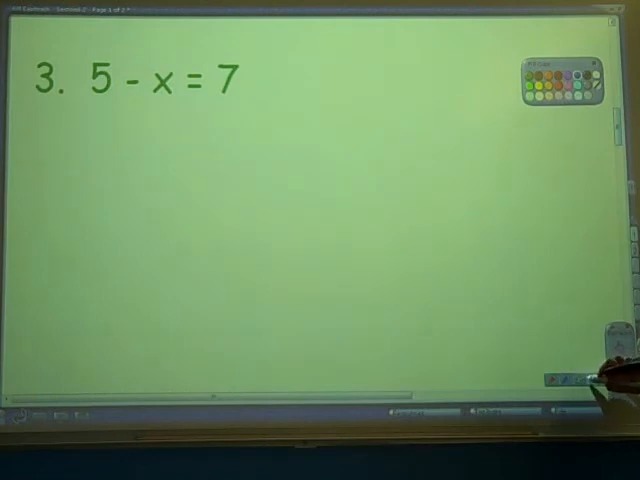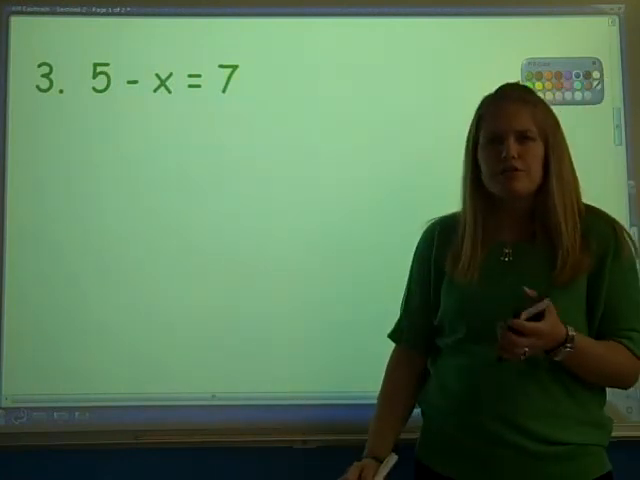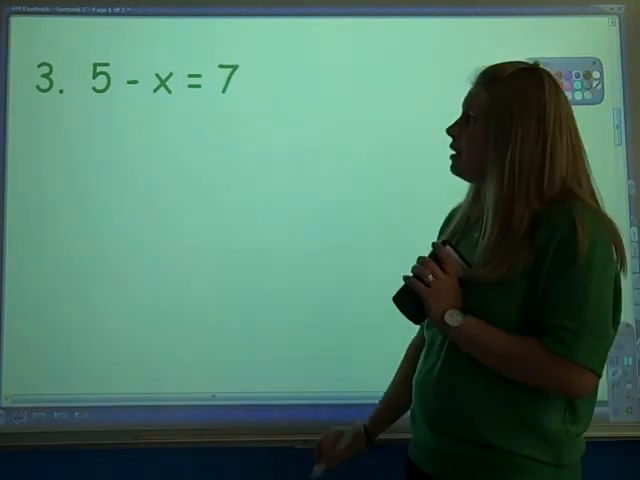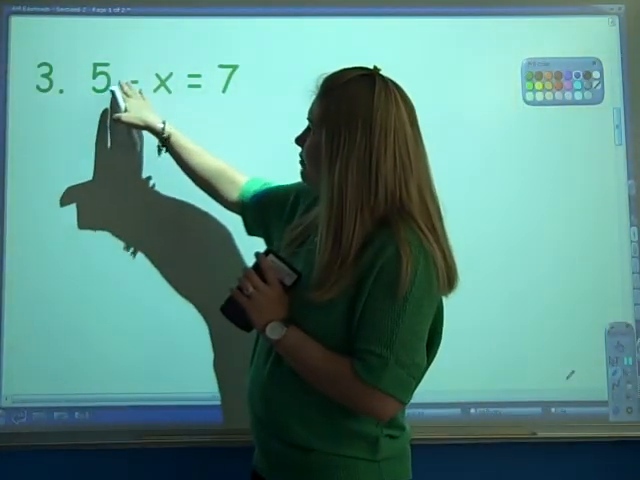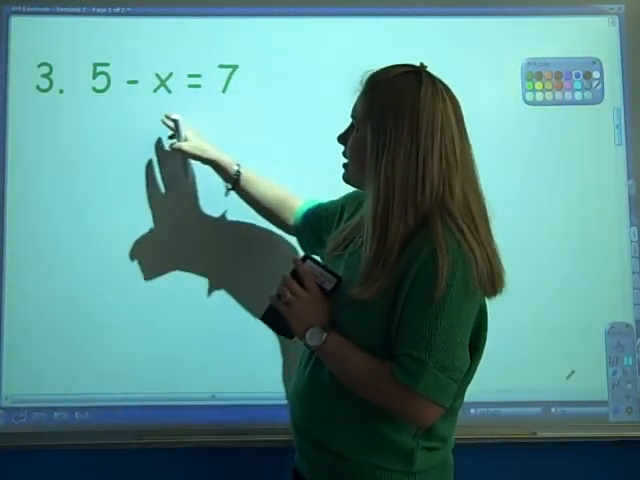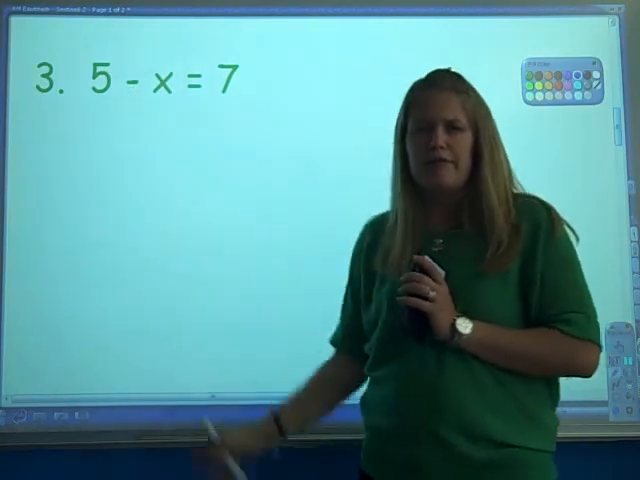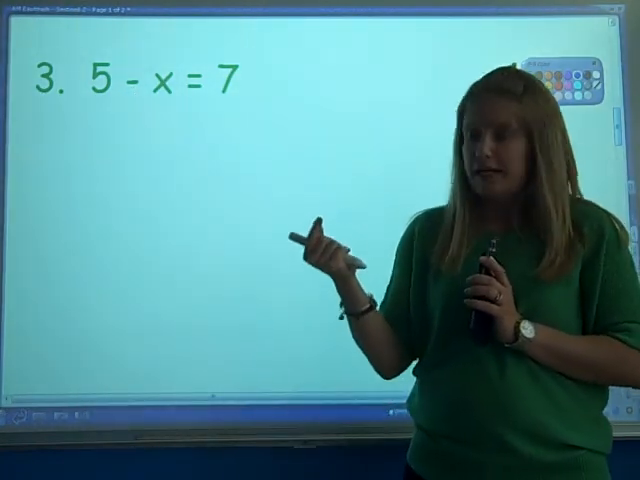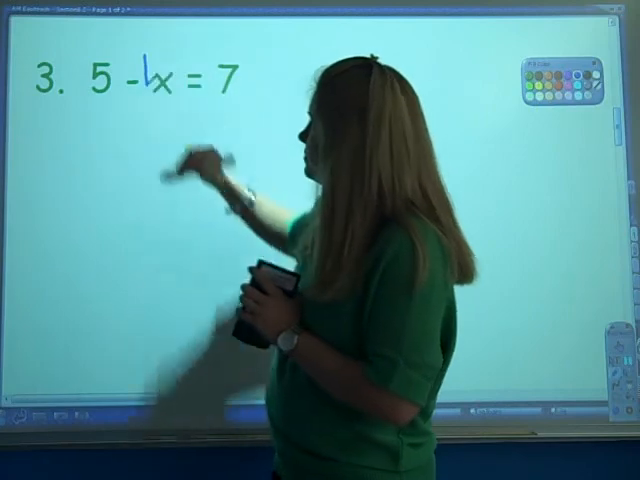Okay, this one's a tricky one. It looks like a simple one. Doesn't look like there's a lot of work. This one's a tricky one. We have 5 minus x equals 7. Now, first of all, you should be mindful that in front of that x, we don't always write it, there actually is a 1. Okay?